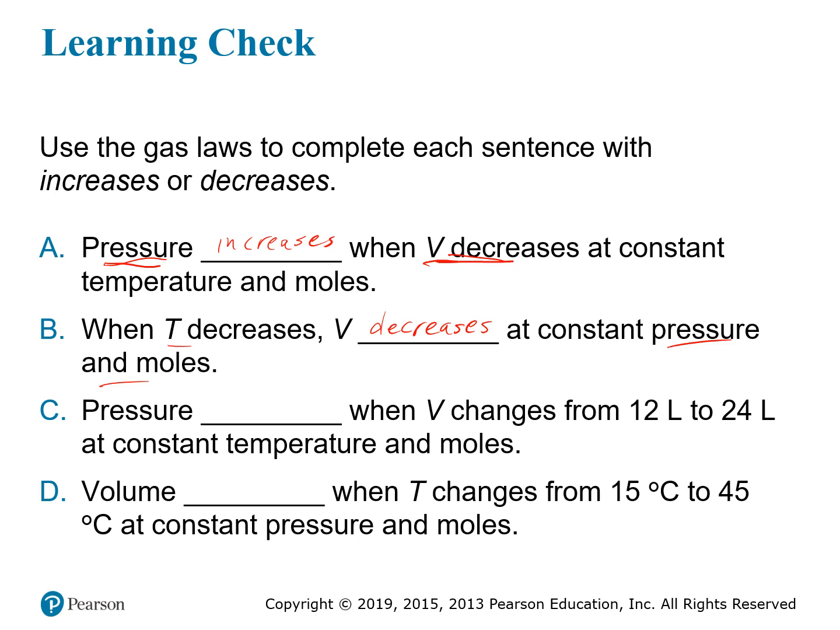The next one, pressure blank, when V changes from 12 liters to 24 liters at constant temperature and moles. So this is like the first one. We're going back to Boyle's law, but now the volume is changing by going from 12 to 24. That means it's increasing. So that means that the pressure will be decreasing. And then the last one, volume blank, when T changes from 15 to 45 degrees Celsius at constant pressure and moles. Again, Charles's law, temperature is increasing, volume is going to increase as well, because they're directly related.